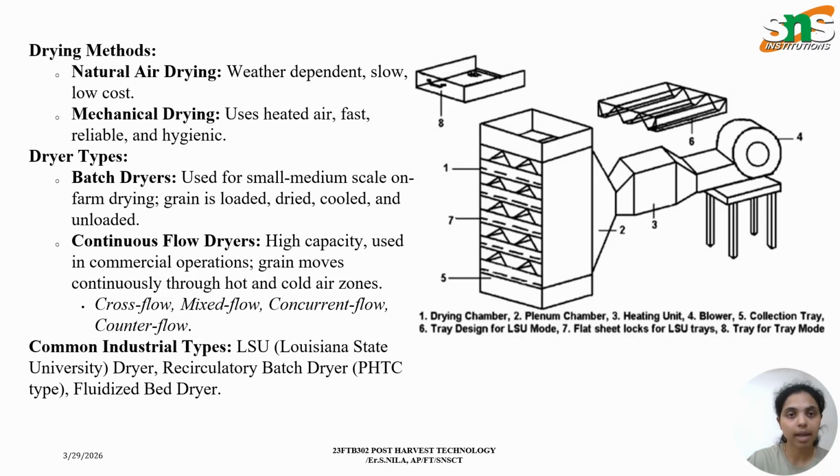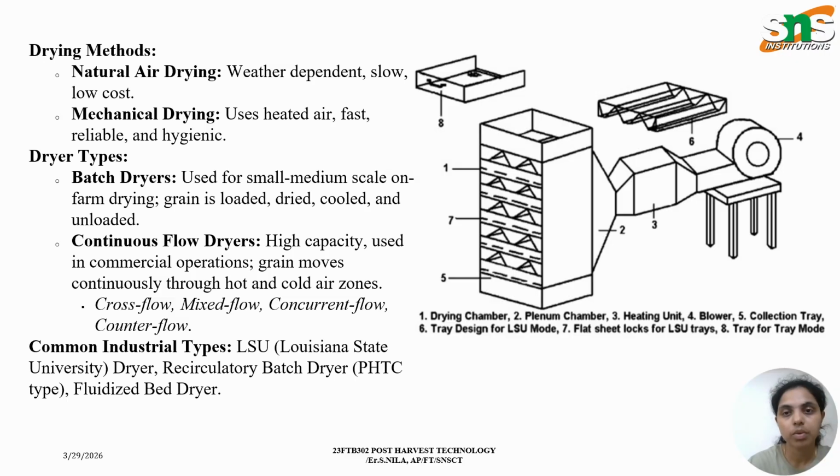In natural air drying, it is weather dependent, slow, and low cost. While in mechanical drying, they use heated air, making it fast, reliable, and hygienic. So we mainly use two types of mechanical dryers: batch dryers and continuous flow dryers. Batch dryers are suitable for small to medium scale on-farm usage.